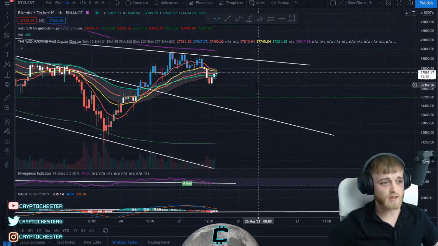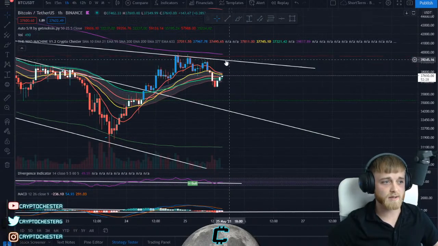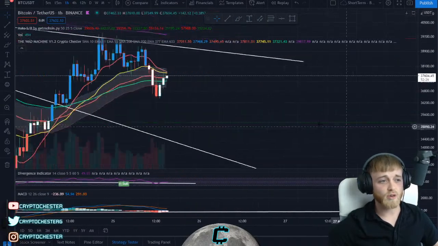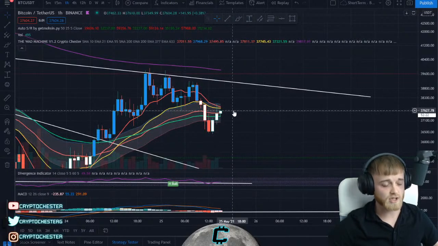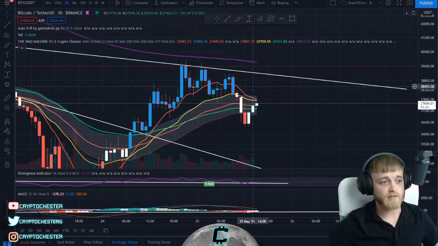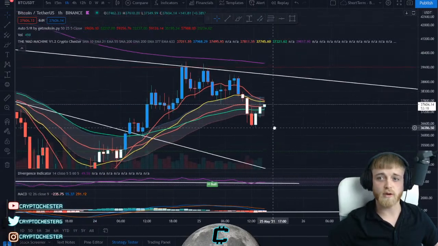It does make me think that we are going to come up and we are going to test this 39 zone. That is on the basis that we do get a higher high here in terms of this trend, and we do smash these major moving averages on the short term for Bitcoin that we've got going on here, right?